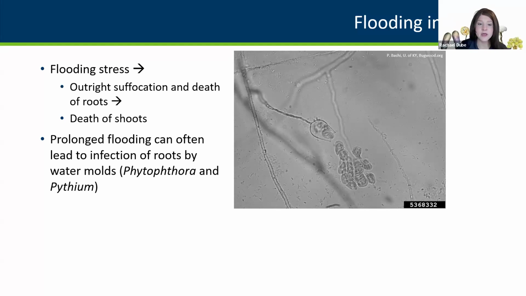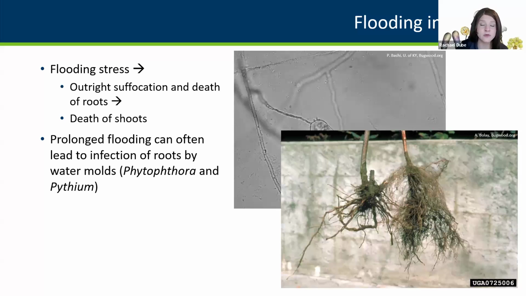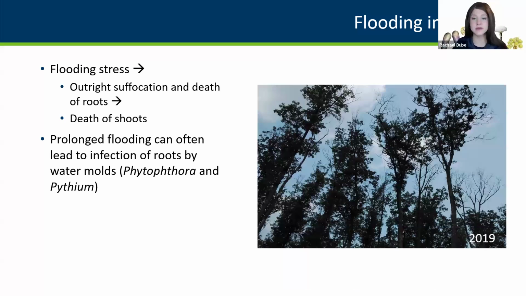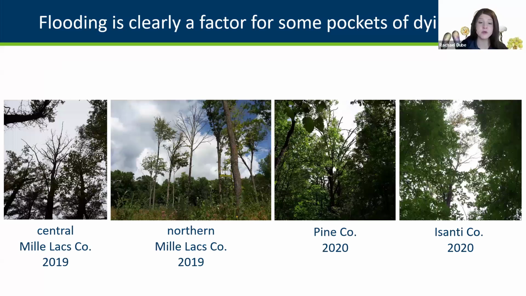And we do think that this can be an important factor in tree mortality for oaks that are in flooded situations. And here's a picture of some seedlings that were killed by a water mold in the roots, as well as some pictures of trees that are dying in a flooded condition here, again, back in 2019. And we do think that flooding is a clear factor for some dying pockets of oak that we are seeing really across central Minnesota and northern Minnesota. So something to keep in mind as well. It's not just drought.